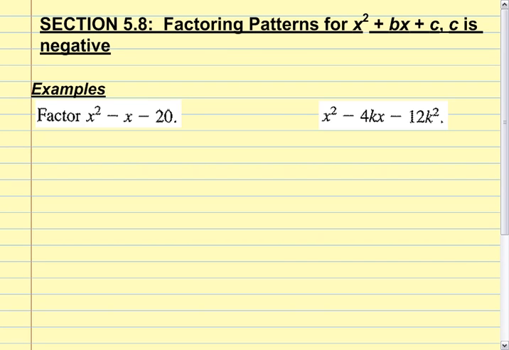Okay, folks, section 5.8, factoring patterns for x squared plus bx plus c when c is negative. Remember, c is the constant, okay? And when it is negative, all right? Now, let's look at this first example. Now, we're not going to do this any differently.